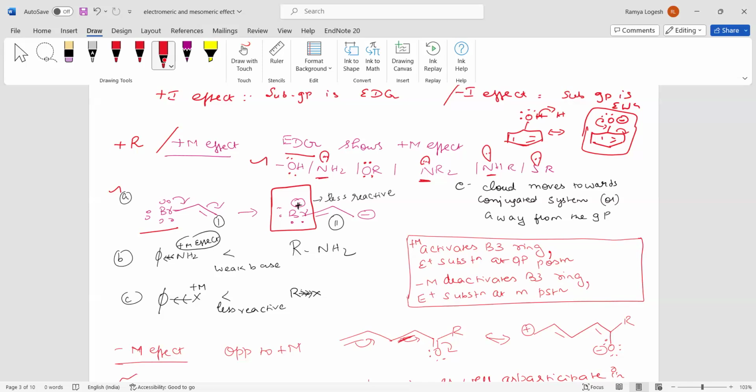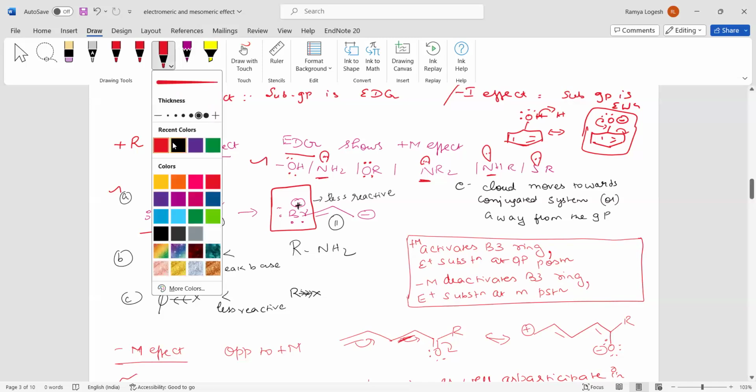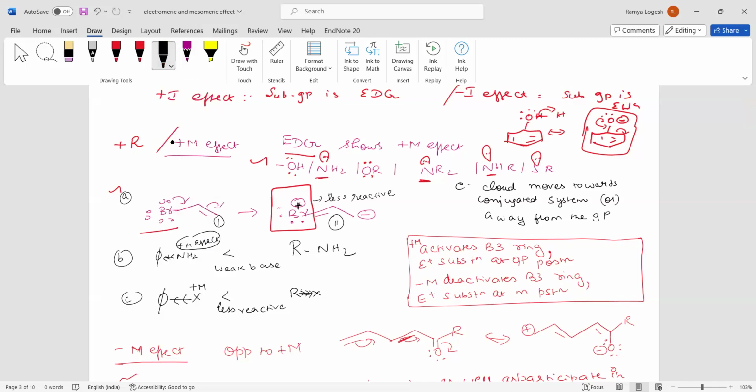Okay. Now, what will this plus M effect do for a benzene? We will be learning resonance in a very short time. Plus M effect generally activates the benzene ring. Activating means benzene is becoming very active towards electrophilic substitution reactions. Benzene is becoming activated whenever you have these groups. And this electrophilic substitution happens at the ortho-para position. Electrophilic substitution really gets activated at the ortho-para position.